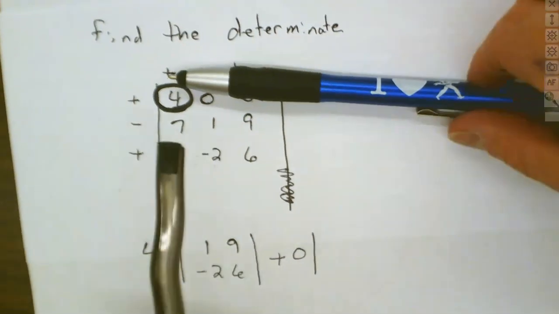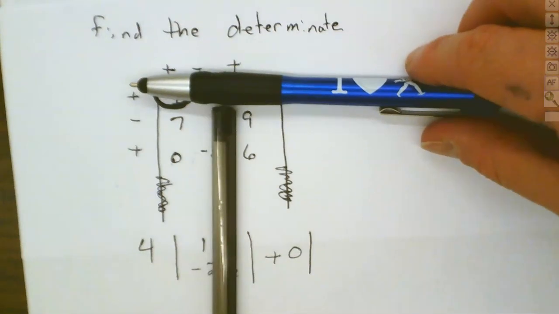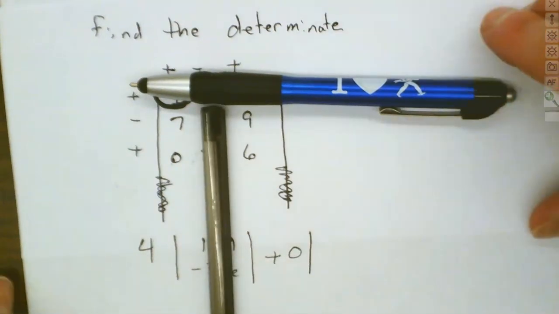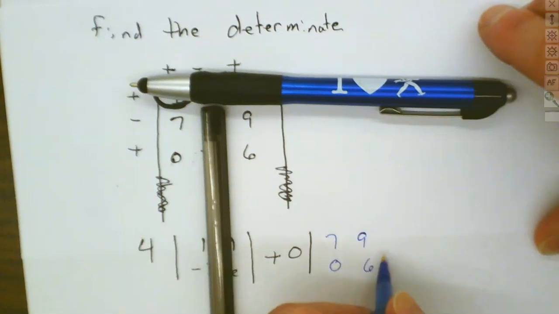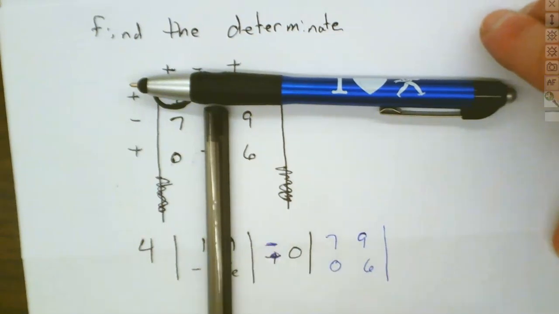But let's go ahead and write it out anyways. If I cross that 0 out, we're going to cross the row here. If I write out this determinant, what is it? It's 7, 9, 0, 6. And that was actually a minus there, so make sure you watch the signs. But minus 0 doesn't even matter, it's gone, right? 0 times anything is 0.